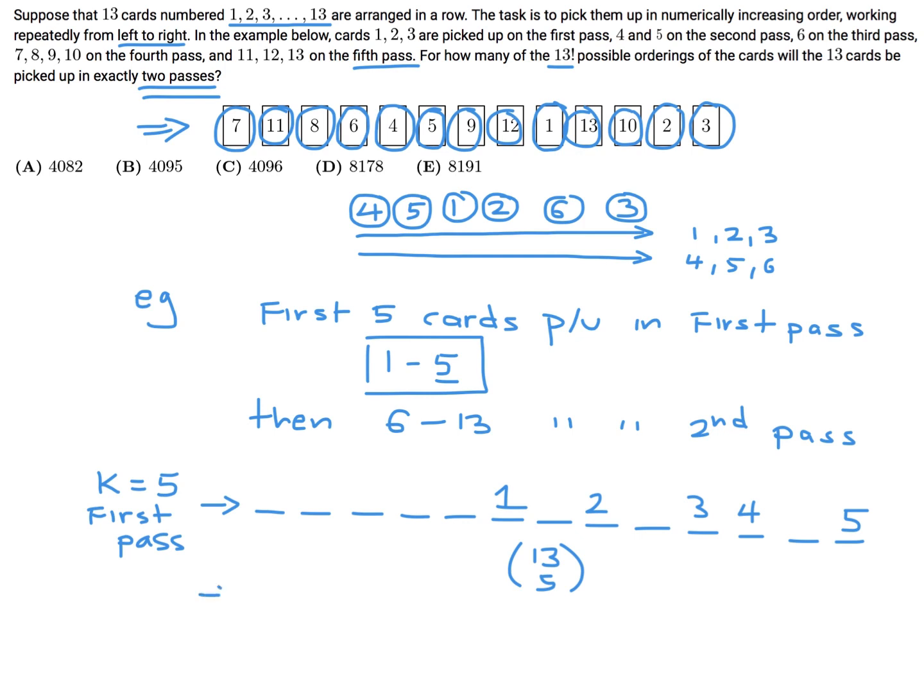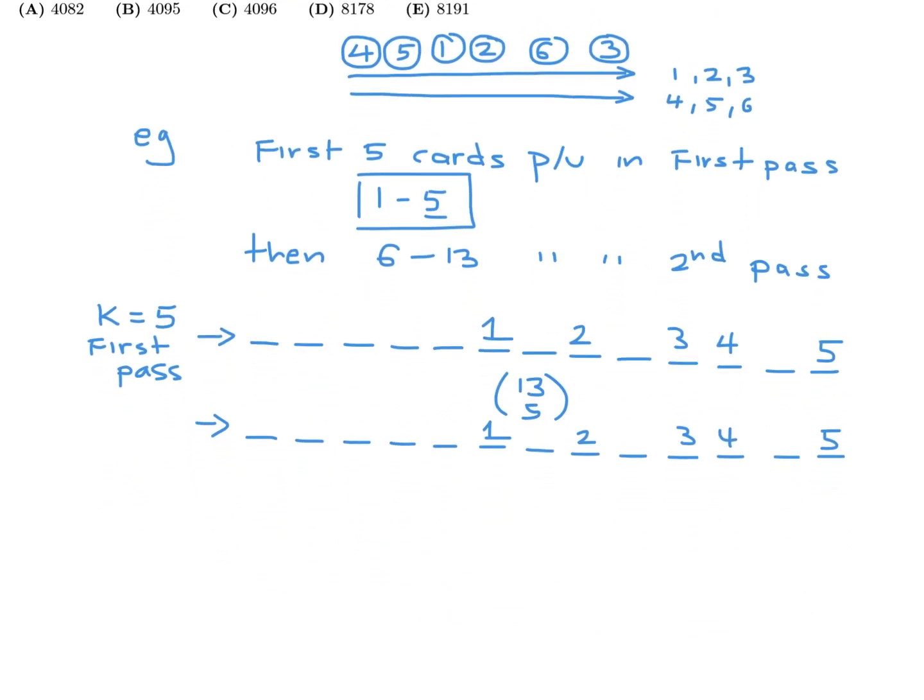Now we get to the second pass. 1, 2, 3, 4, 5, 6, 7, 8, 9, 10, 11, 12, 13. Now we've already put the 1 here, the 2 here, 3, 4, and 5. Now, how do we put the other numbers 6 to 13? There's only one way of doing that. If you want only 2 passes, second pass, they have to be put in numerical order. So that means that the 6 goes here, 7, 8, 9, 10, 11, 12, 13. So there's only one way of doing that. Got it? So I hope that makes sense.